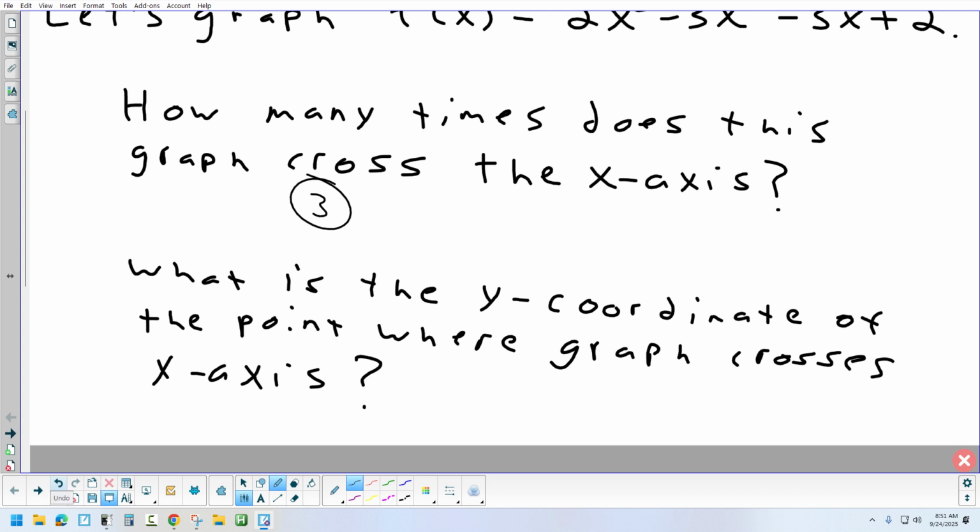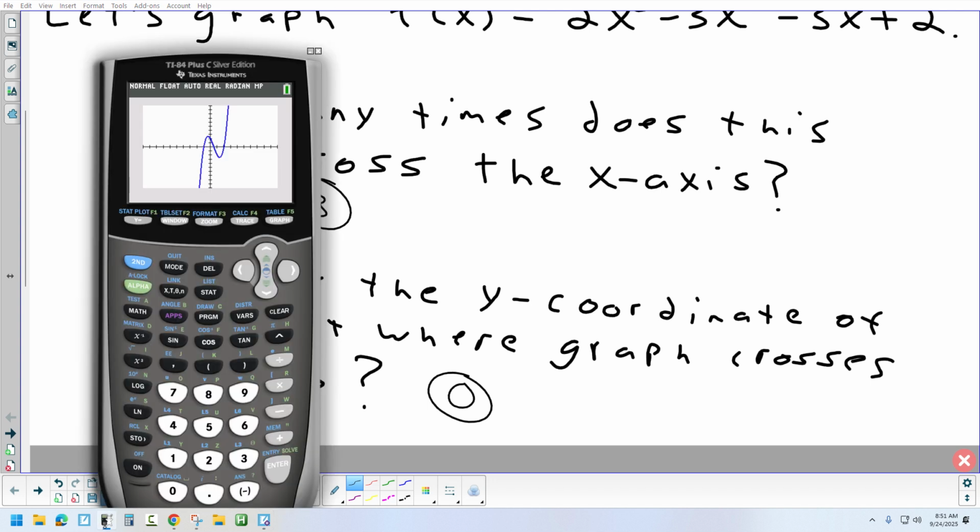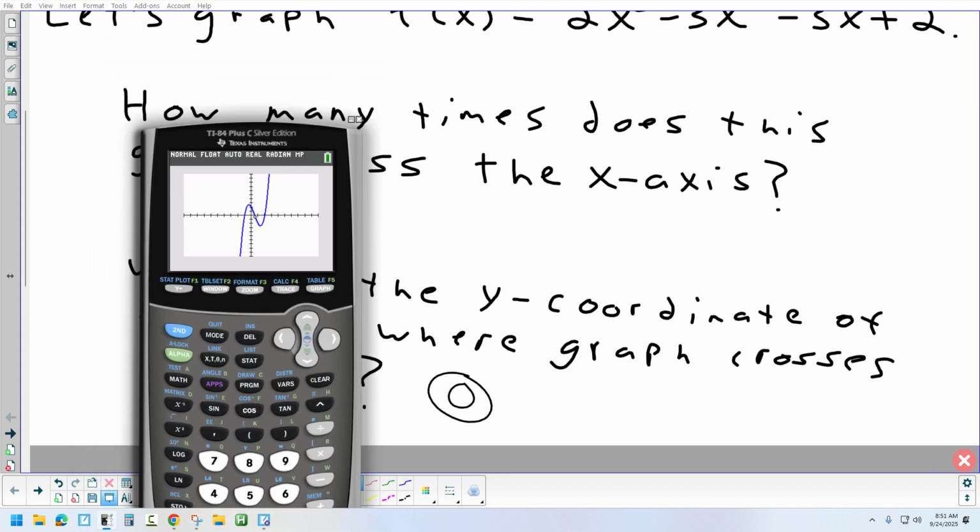When you have a point on the x-axis, any point on the x-axis, what is the y value? It's always a 0. That's why we call the 3 places where this graph crosses the x-axis the zeros. There's a 0 on the left, there's one in the middle, and there's one on the right.